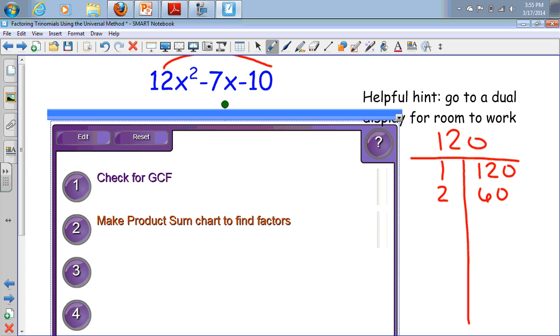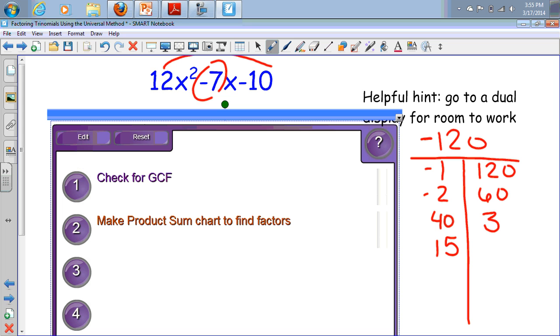We could go, but we're looking for a negative 7 here. Oh, sorry, it was minus 10. My bad. Minus 7. When it's a minus here, that means my larger factor needs to be negative. So they're going to be numbers that are pretty close together. How about 40 times 3? Those aren't really close together.